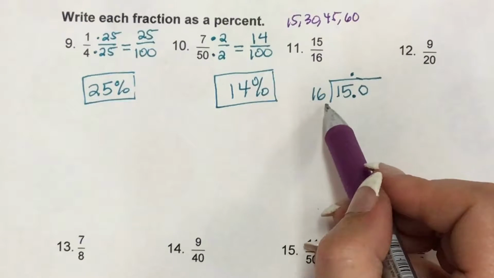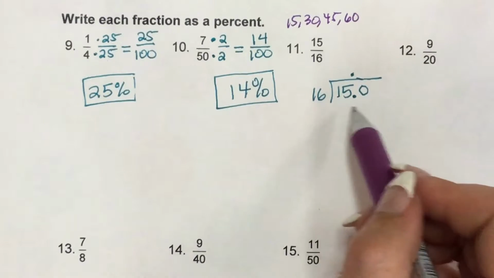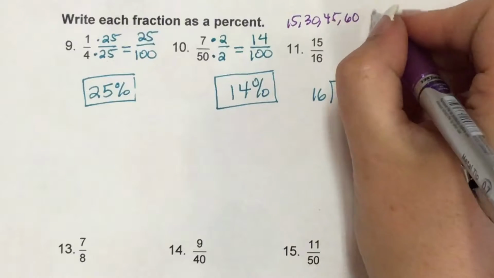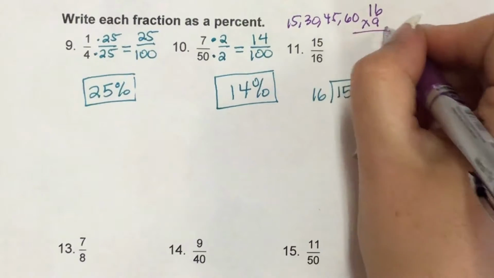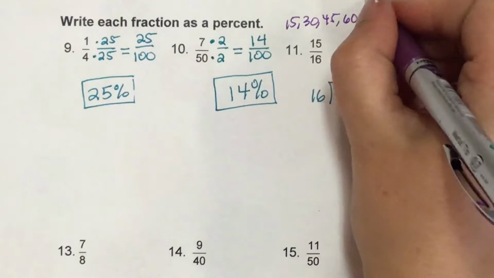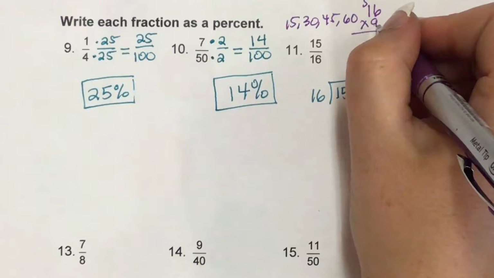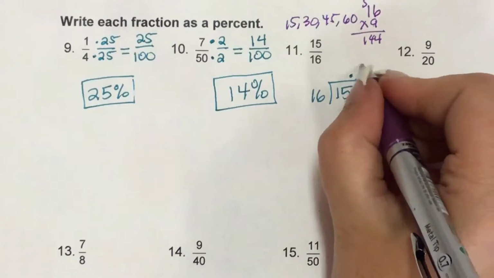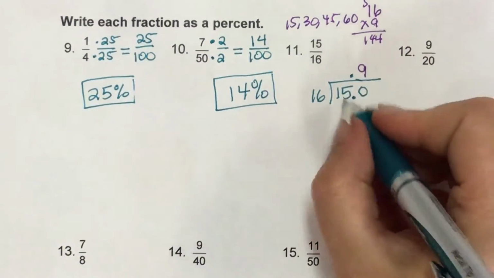Another thing, if I took 16 and multiplied it by 10, that would be 160. So I think I'm going to try 9. So I'm going to go up over here and just figure out what 16 times 9 is. I think that's going to be my closest. 9 times 6 is 54. Write the 4, carry the 5. 9 times 1 is 9 plus 5 would be 14. So yeah, it's going to go in 9 times. 9 times 16, I just figured it out.